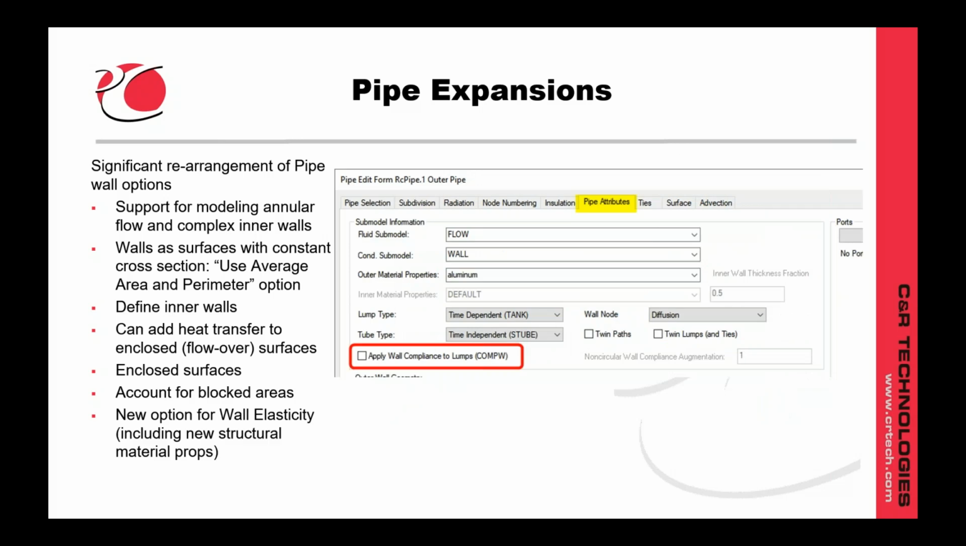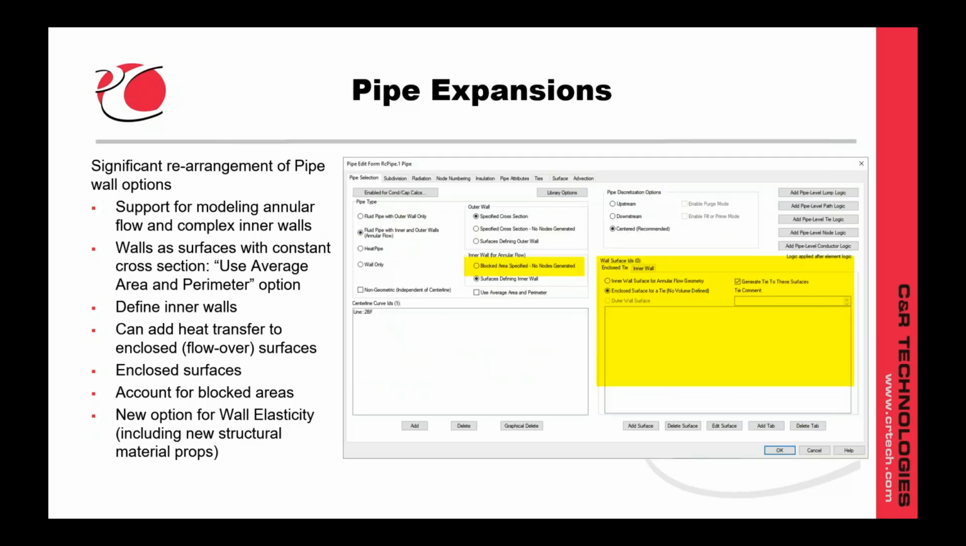And last, we have a new option to account for wall elasticity, which uses Young's modulus and Poisson's ratio in the thermophysical properties. This feature supports modeling fast pressure transients such as water hammer. Previously, we had a similar option in Logic Manager, but it applied the elasticity globally to the entire model, whereas this new feature provides control at the pipe level.